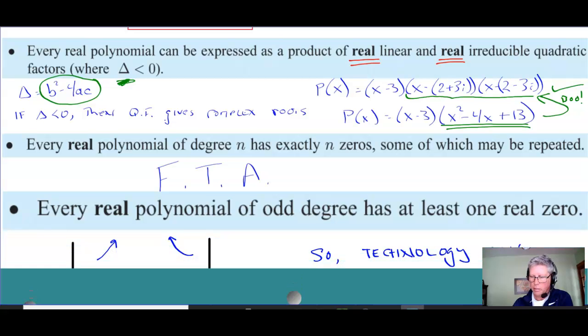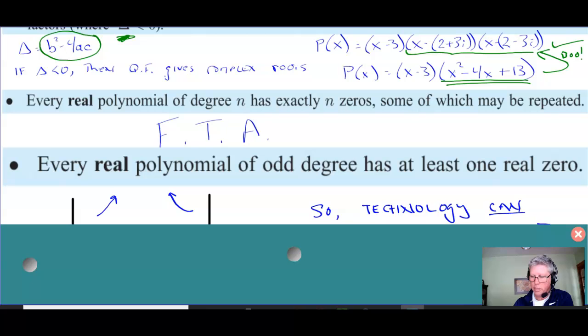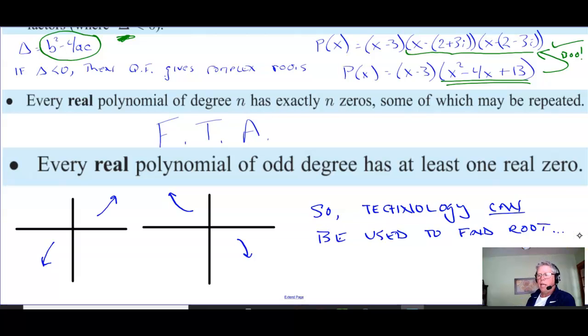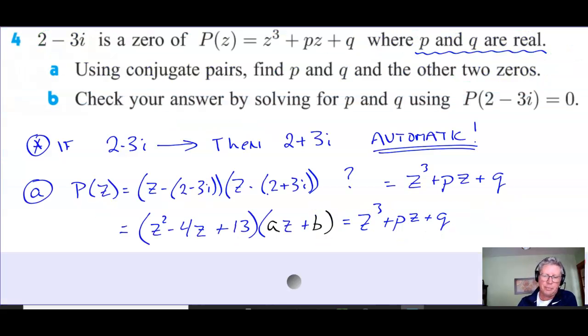Okay. Nice and easy. The last one is, hey, if we have an odd degree, we know that sucker's going to cross the x-axis. And I think you played with this a little bit in calculus. What's nice about that? Well, if we graph it with our graphing technology, we know we'll find at least one root. And maybe just with that one root, we can use synthetic division and reduce that down and see some other cool stuff. So that's the thought.